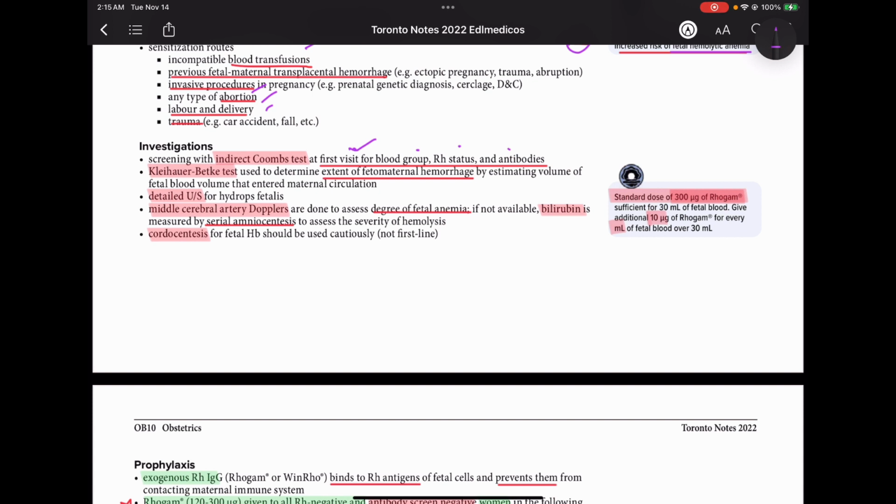Then we have the Kleihauer-Betke test. It is used to determine the extent of feto-maternal hemorrhage. It estimates the volume of fetal blood that entered the maternal circulation. So it helps us estimate how much fetal blood has already entered the maternal circulation. And why do we need to measure this? Because we have to administer ROGAM in mommy's body. ROGAM is the anti-RH antibody. The dose of ROGAM depends upon the amount of fetal blood entering the maternal circulation.